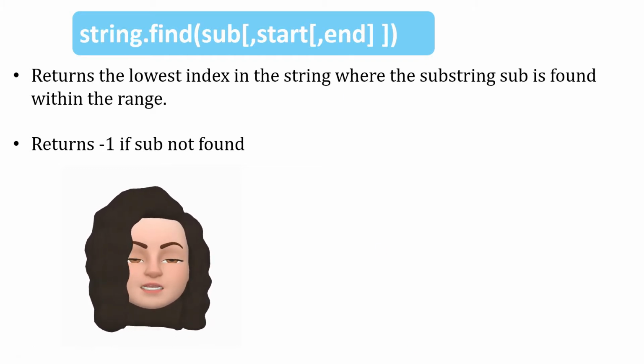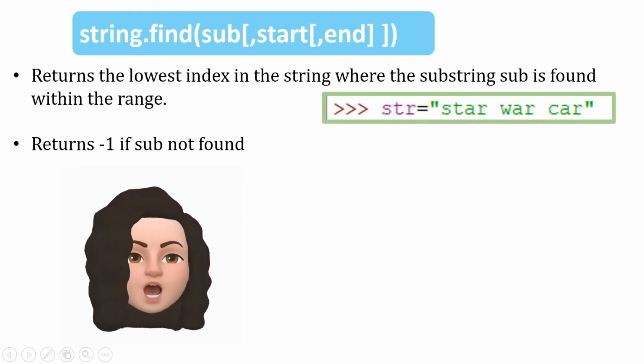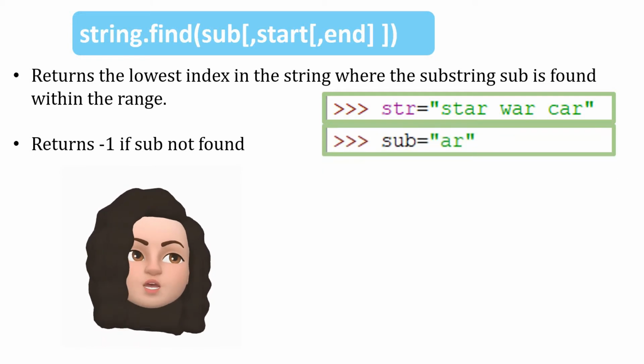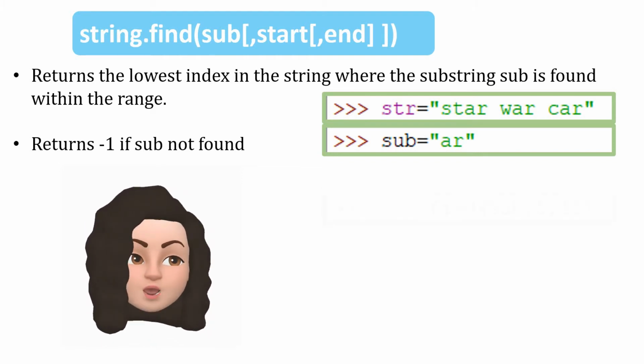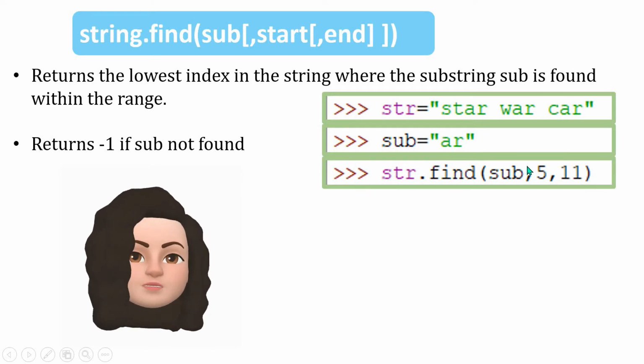Now look at the example. str is equal to "starwarcar". Now let's declare a substring as sub is equal to "ar". Now let's check whether this substring is present in the string between the index 5 and 11. So str.find(sub, 5, 11).